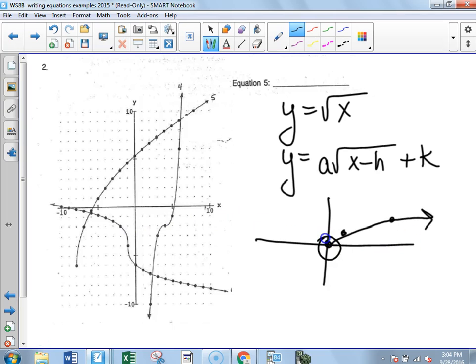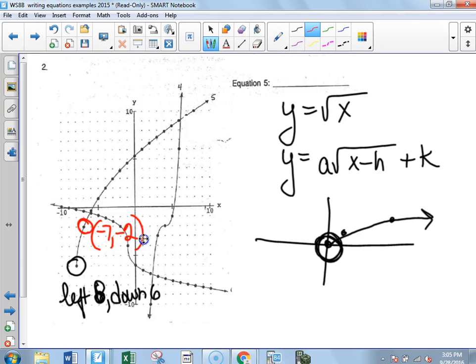So this corner right here, this starting point kind of thing, is way over here. So think about that for a second. How much left, how much down, put those numbers in, try to find A. 8 left. After you put in your H and K, then you need to find another point to put in to find A. Is that -7, -2, or -3, guys? Okay. So H is going to be left 8. K is going to be down 6.